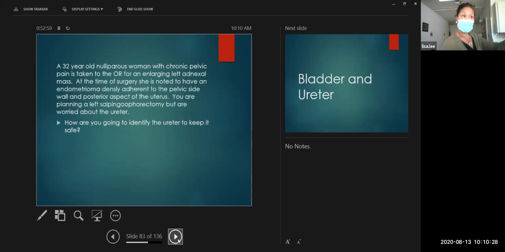Okay, real stuff. You're going to see this. You've got to have a strategy for it, right? And knowing the anatomy is what's going to enable you to be safe and to keep your patient safe. Okay.